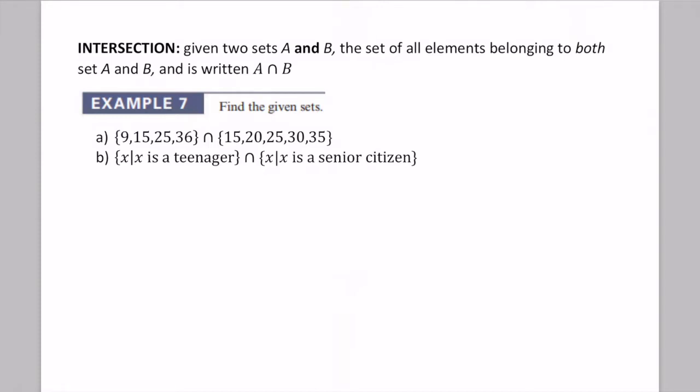Intersections. Given two sets A and B, the set of all elements belonging to both A and B is written with an upside-down U. Understood? So, for A, we have 9, 15, 25, 36, intersection 15, 20, 25, 30, 35.